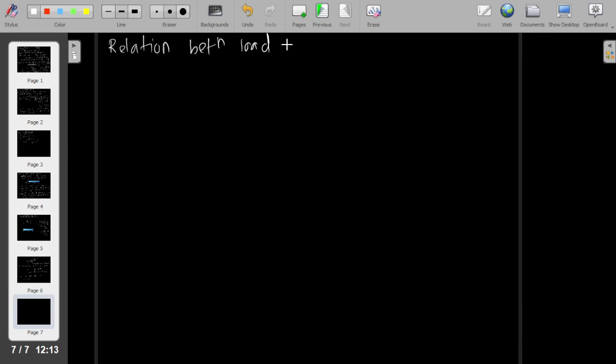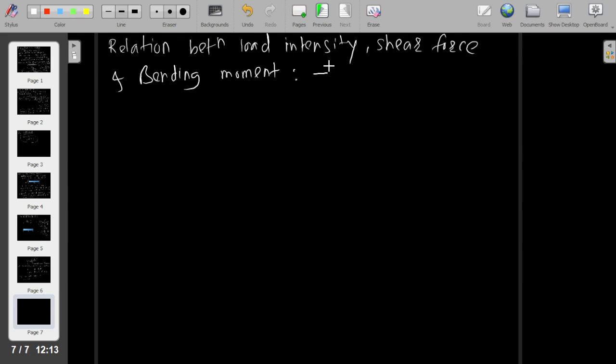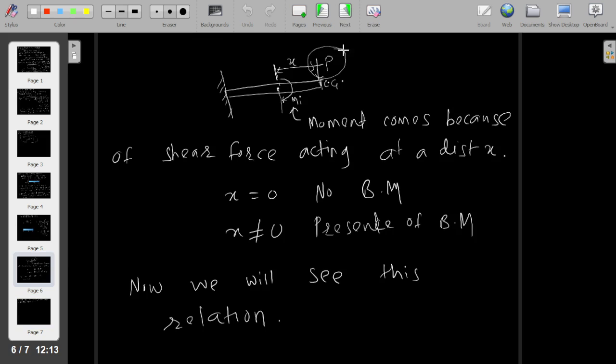Load intensity, shear force, and bending moment. Right? See, in the previous slide, what we have seen, this is the load. Now we are looking at, in this section, how the shear force comes, because in order to resist this force, the shear force comes like this, okay? And in this section, the shear force comes like this, right? And because of this shear force, the external moment comes like this, okay?